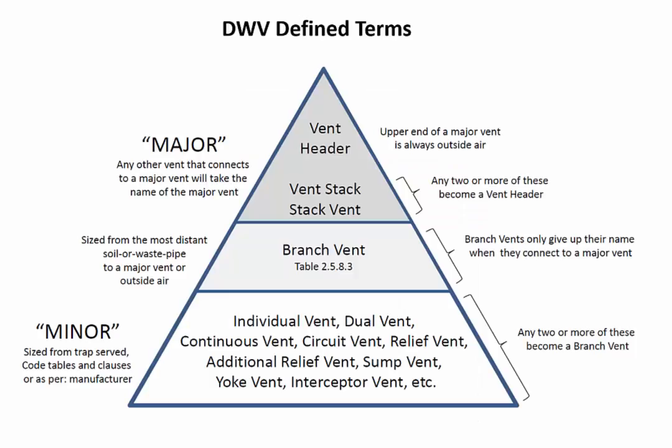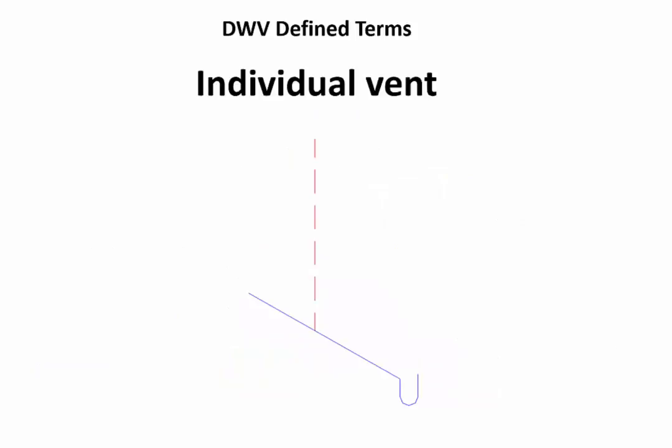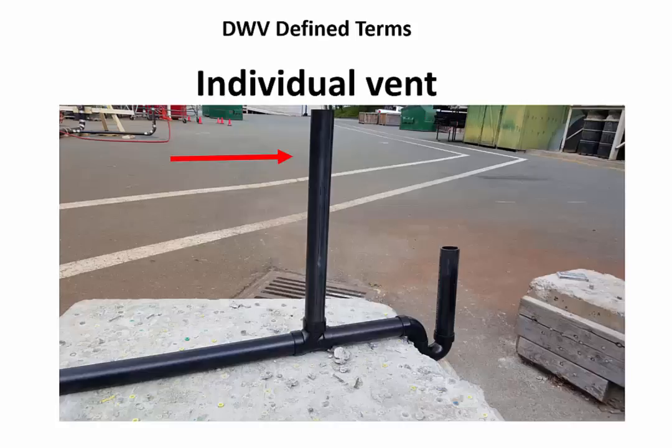This chart shows the association between the different vents in a venting system and the priority when naming and sizing. Refer to this chart often as you work through sizing venting systems to properly understand the hierarchy of their relationship. Individual vents serve only one fixture and originate from a fixture drain. Individual vents are sized directly from Table 2571 based on the size of trap they serve.